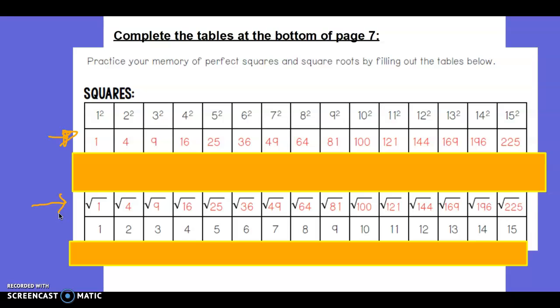Those perfect square numbers are very important as you move forward in algebra. We use them a lot. And so you want to try to commit those to memory. You want to have those memorized. So most of them you probably have memorized already.